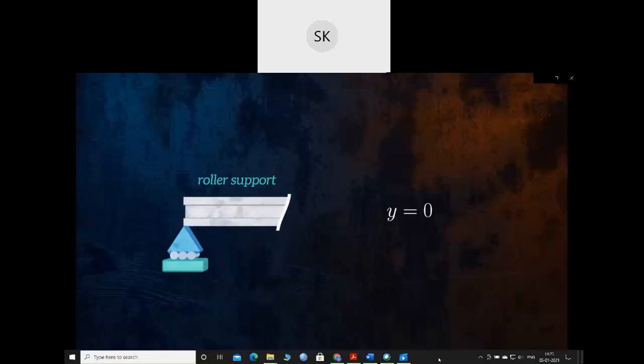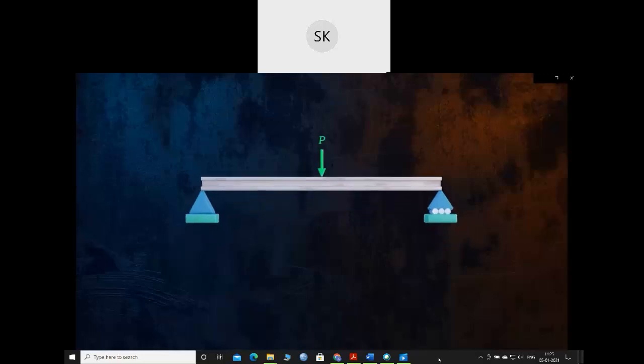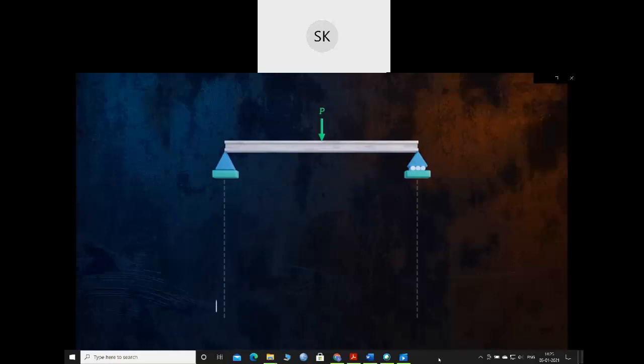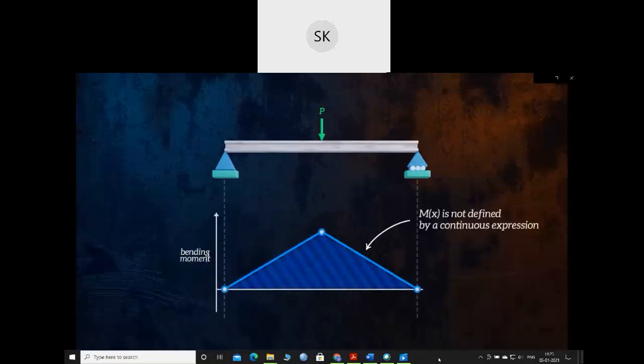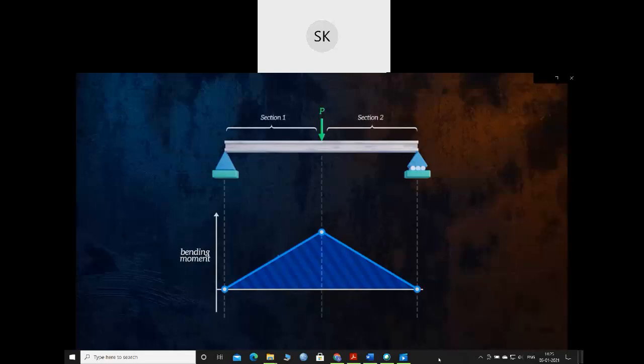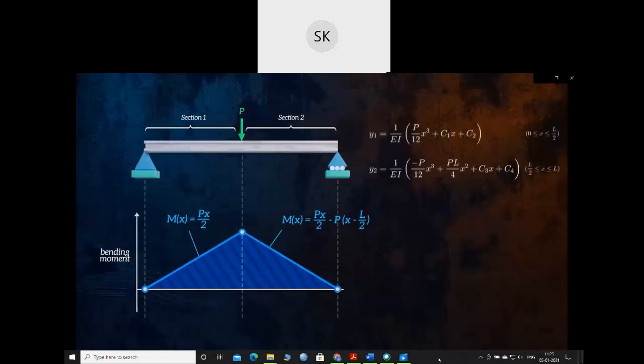The double integration method is quite easy to apply, but even for some quite simple configurations like this one, the bending moment won't be defined by a single expression along the full length of the beam. To apply the double integration method in situations like this, we need to split the beam into sections and determine separate expressions for the bending moment in each section. We then apply the double integration method to the different sections, and we end up with a lot of different constants of integration. By considering the boundary conditions at the supports, we can calculate some of these constants.